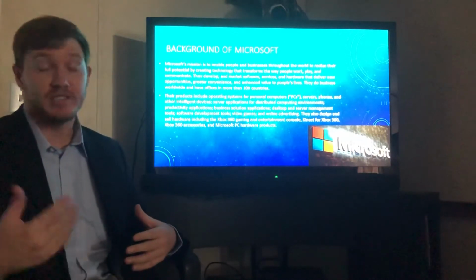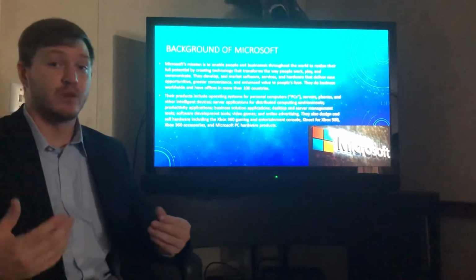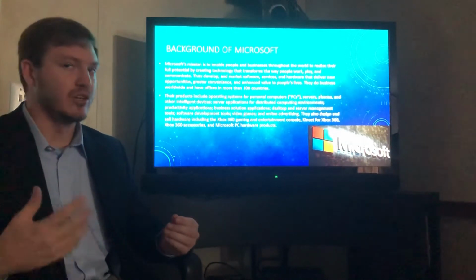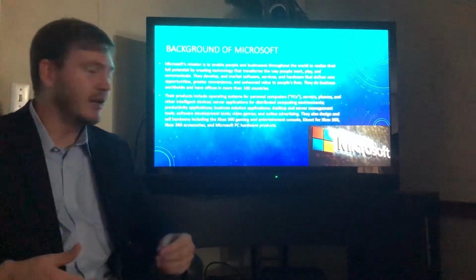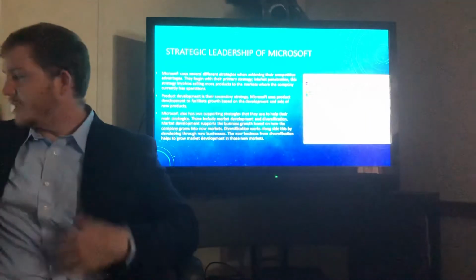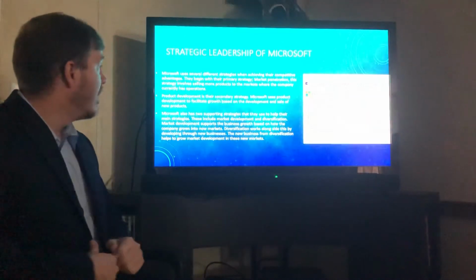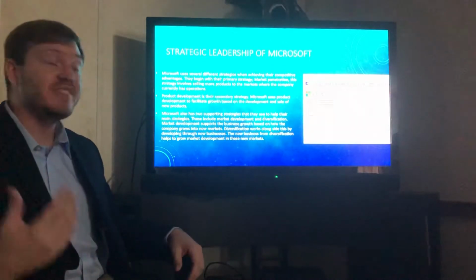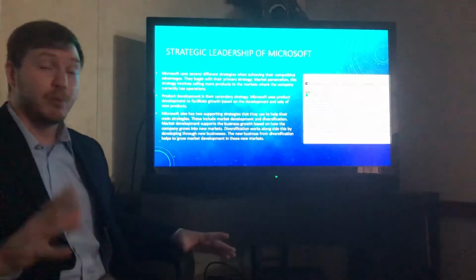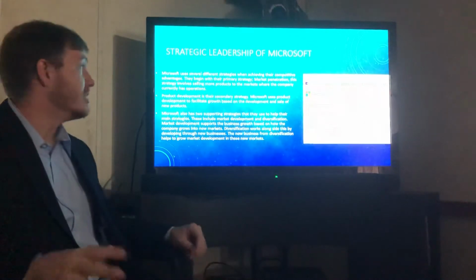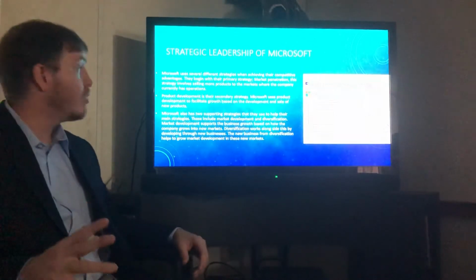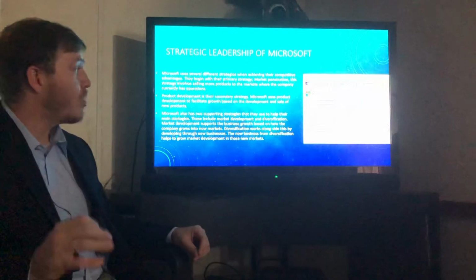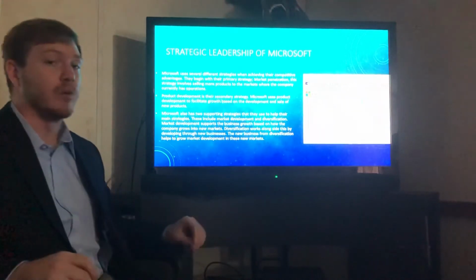The NFL has recently taken over acquiring some of these because they're so helpful in the game for them today. Moving on, we're looking at the strategic leadership of Microsoft. They use several different strategies when achieving their competitive advantages. Their primary strategy, they want market penetration. This strategy involves selling more products to the market where the company currently has operations.